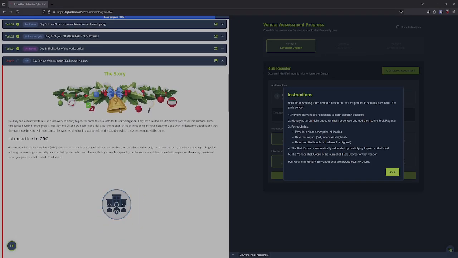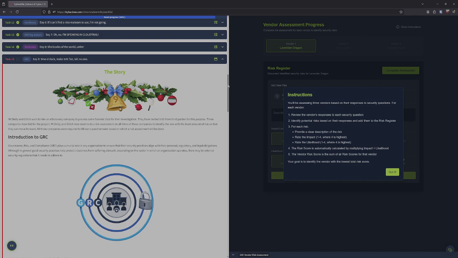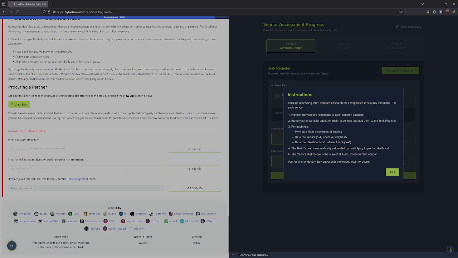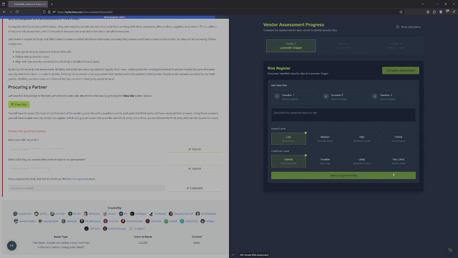This one seems really straightforward and quick, so I just started recording a little earlier than I normally would, because it looks like there's only 2 questions. One of them is, what does GRC stand for? Which is going to be up in here, and if you don't already know. What is the flag you received after performing a risk assessment? So I went ahead and clicked on View Site so I could do the risk assessment right away. I don't know if there's right or wrong answers for this one, but I figure I might hit record real quick because I think it's going to be fast.